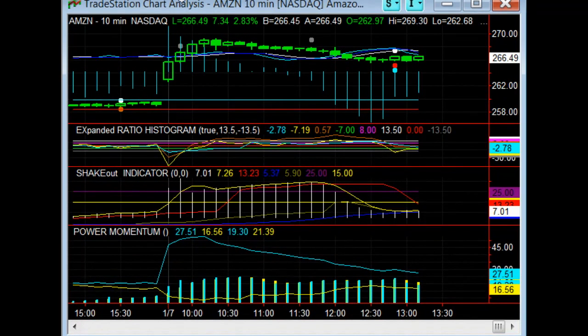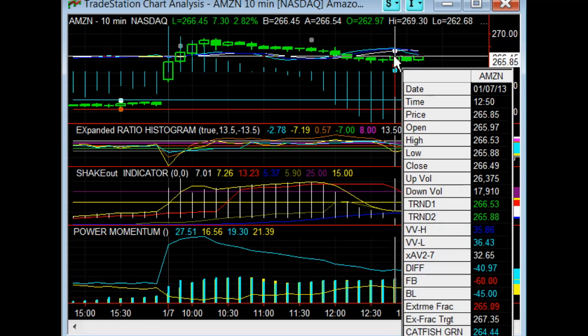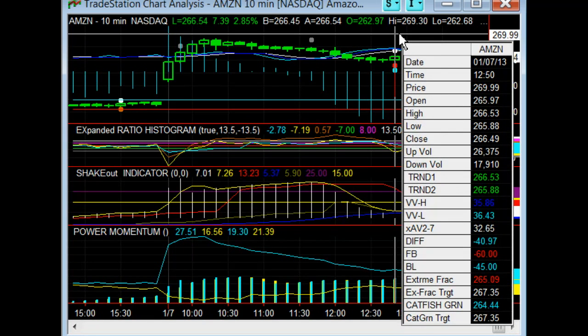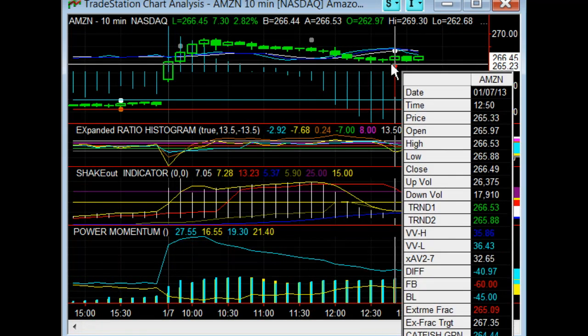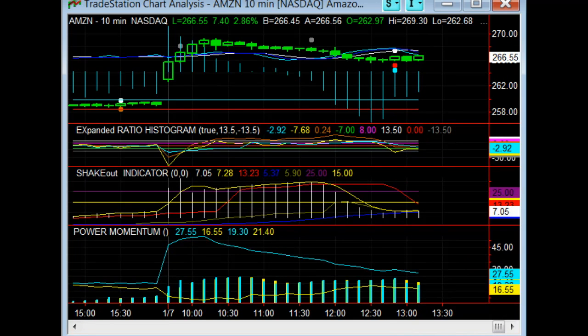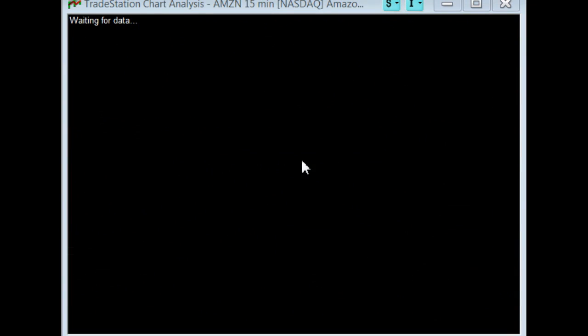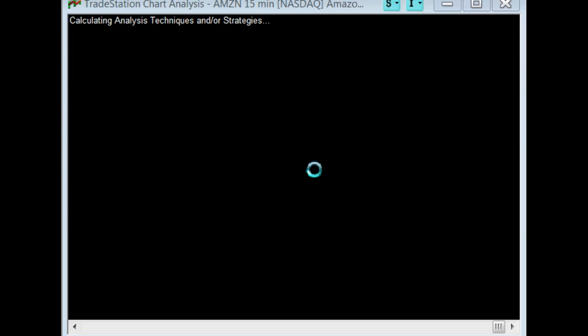Alright, so we're looking at 10-minute Amazon. Ooh, buy signal. Buy! Buy! Just like Zipplane. Good old Fantasy Island, for those old enough to remember that. 267 is the upside target from the Catfish and the Extreme Fractal. So, not a whole lot of range there, but that's from a 10-minute standpoint. Let's see if it's confirmed on a 15-minute. This is why I like the 15-minute, 10-minute combo, because sometimes you can get an extended target beyond what you were originally hoping for.